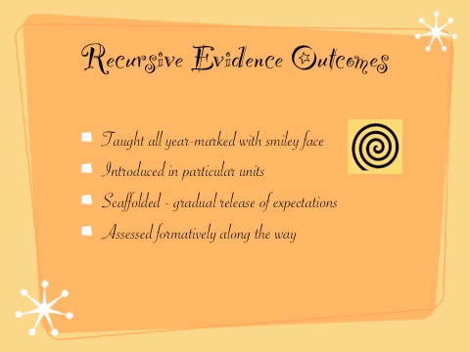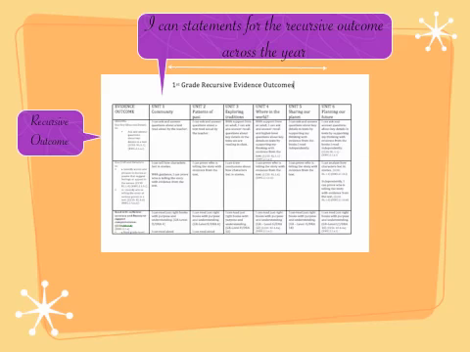Because so many of the evidence outcomes in first grade are continuously taught throughout the year, we identified those outcomes. In the maps, we indicated the recursive evidence outcome with a smiley face. For each recursive outcome, we wrote I can statements that are scaffolded and along a continuum of gradual release and placed them in units where it seemed appropriate. This document of the recursive evidence outcomes is located with the unit maps on the Curriculum and Instruction Wikispace.